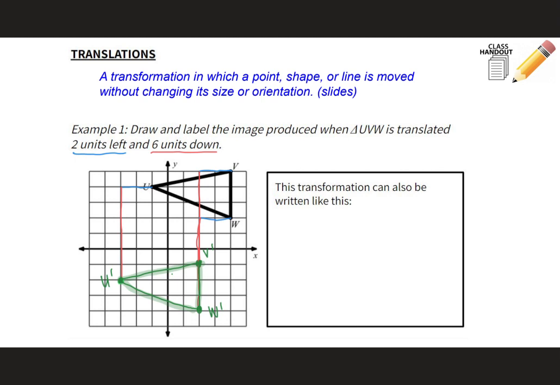So there's another way that we can actually write this transformation. It's called using coordinate notation. And to do that, we're basically saying, what did we do to every x coordinate? We moved it to the left 2, which means we subtracted 2 from every x coordinate. And then what do we do to the y unit? We moved it down 6, which means we subtracted 6 from every y coordinate. So this is another way here that we can express this transformation. So this is translating it or expressing it in words. This is expressing it in symbols.